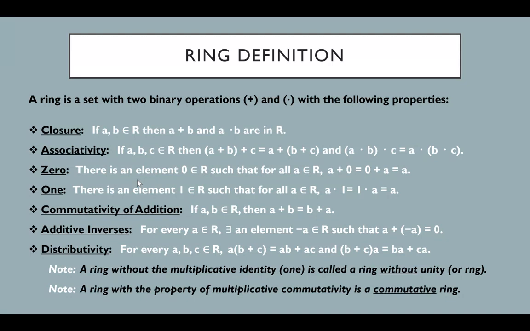Now, at times we'll find a set that obeys these properties, except it might be missing the multiplicative identity 1. So we call this a ring without unity, or RNG, which is missing the I for identity. That's kind of a clever notation for a ring without unity. Now, if we add the multiplicative commutativity law, then we will call it a commutative ring.